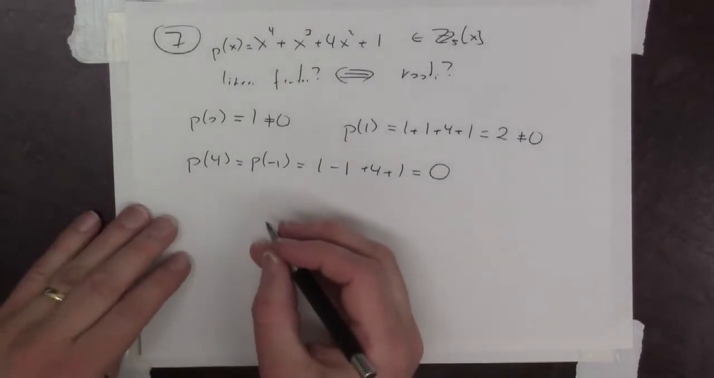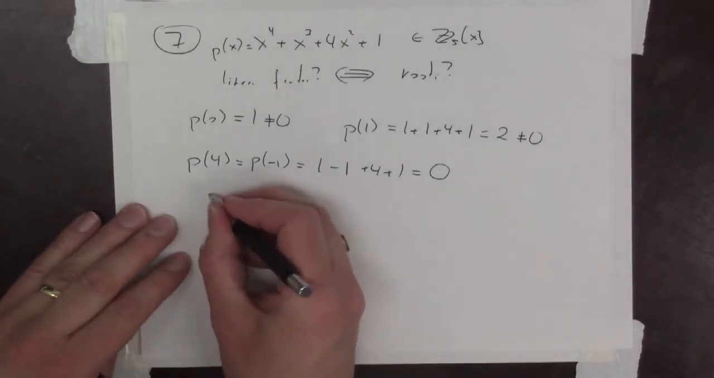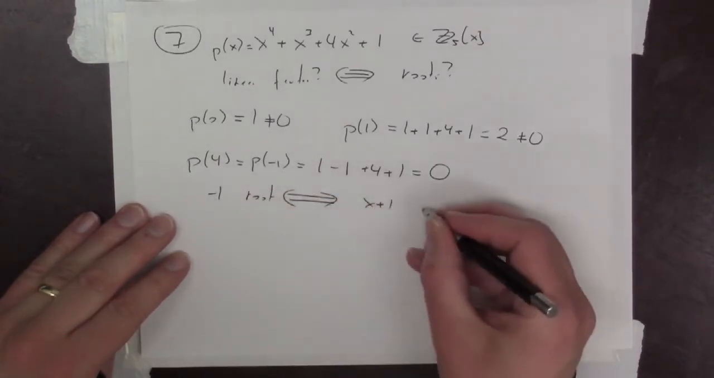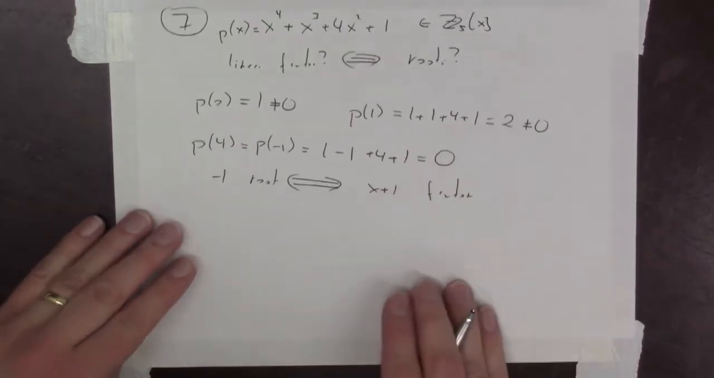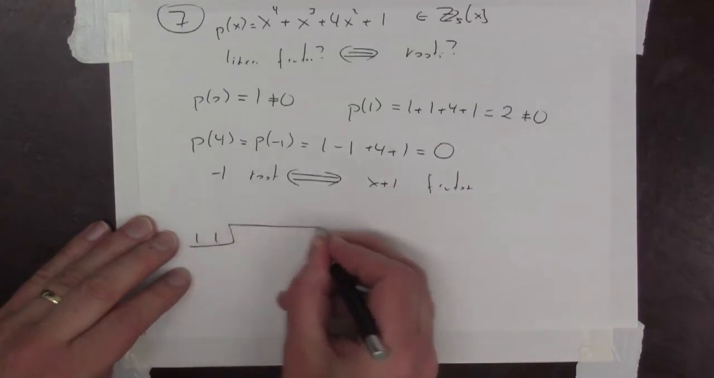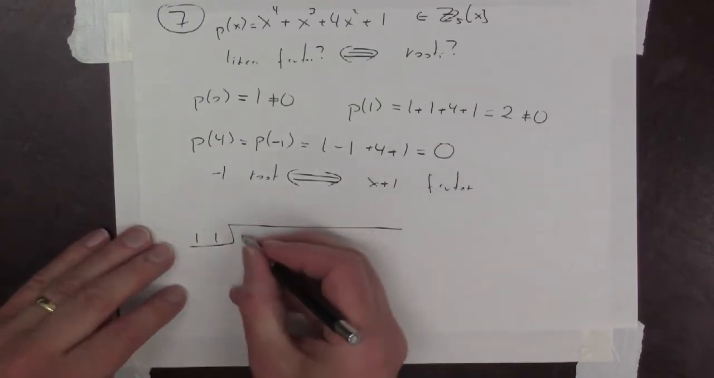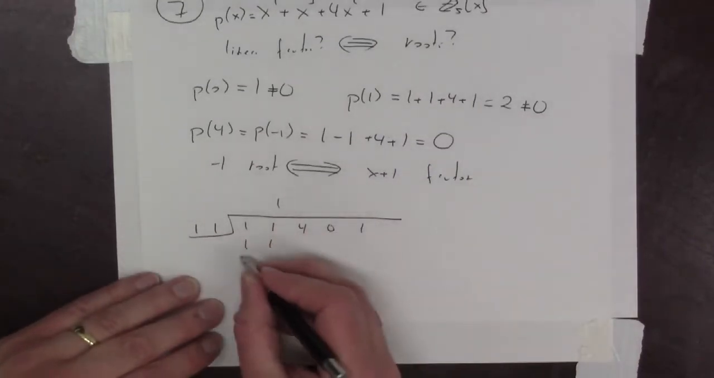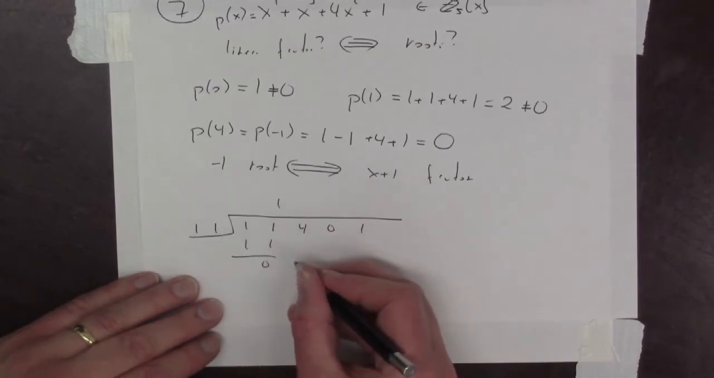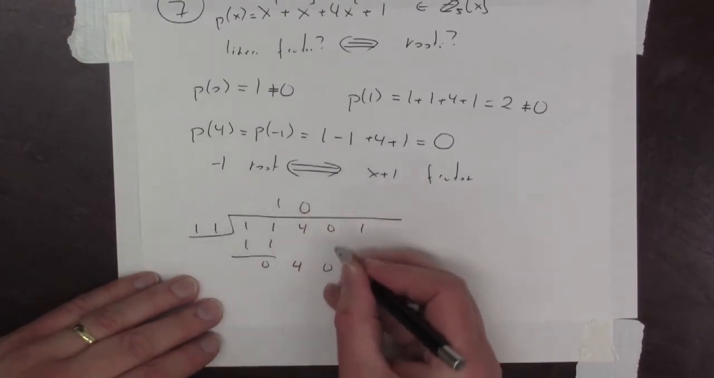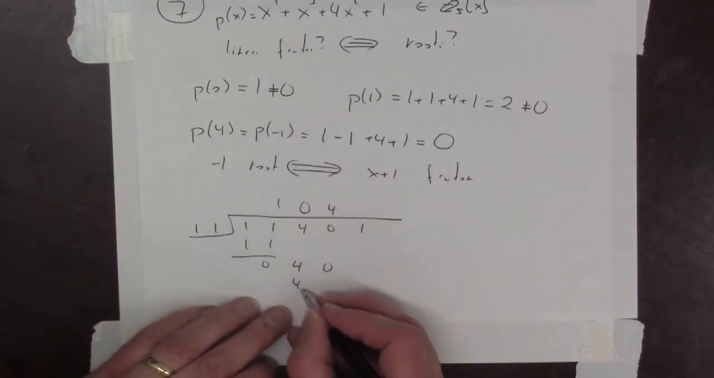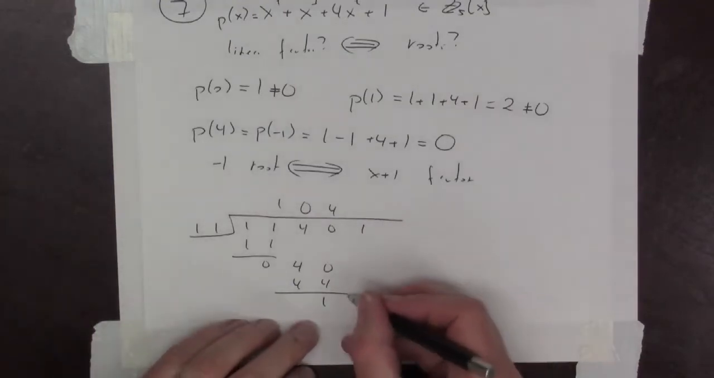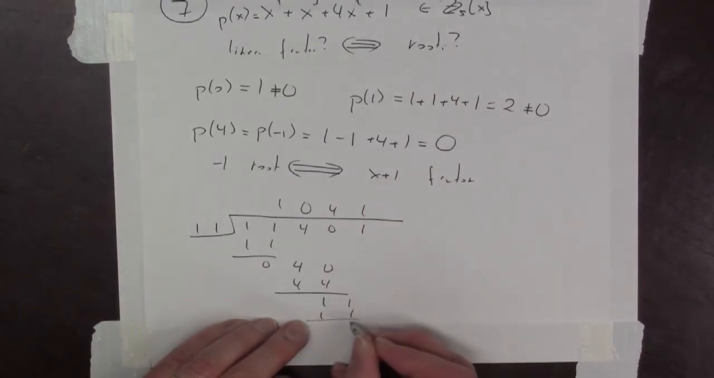So that means I can take this p of x and divide it. Minus 1 is a root, the same thing as x plus 1 is a factor. Okay, then let's divide it up. 1, 1, 4, 0, 1. 1 here, subtract, I get 0. Then I bring down the 4, 0 here. 4, 4, subtract, I get 1. Bring down that 1, and the remainder is 0.